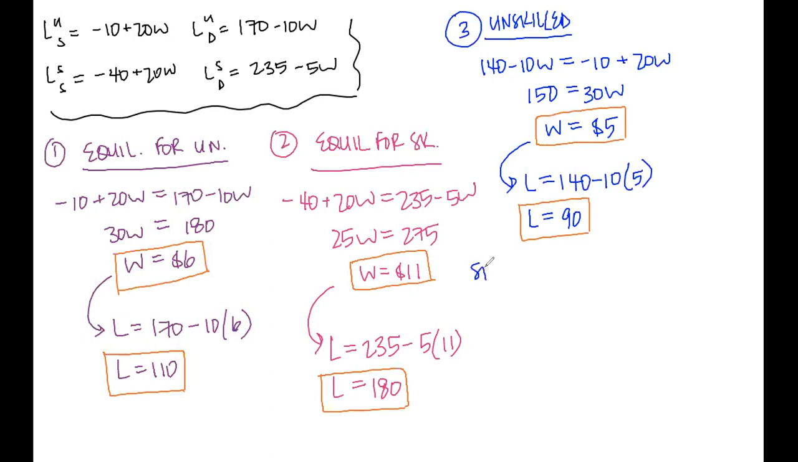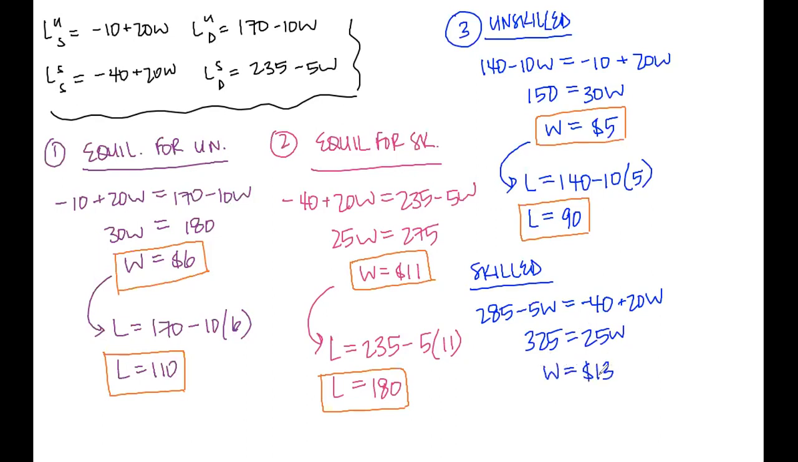And then for skilled workers, they said that the labor demand equation changed to 285 minus 5W. And that is set equal to the supply equation for skilled workers, which is negative 40 plus 20W. So this becomes 325 equals 25W. Then dividing each side by 25, we get a new wage equal to $13.